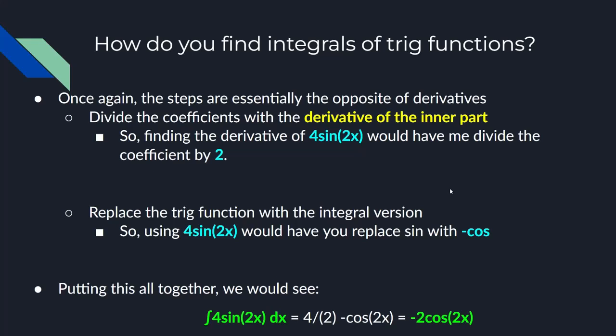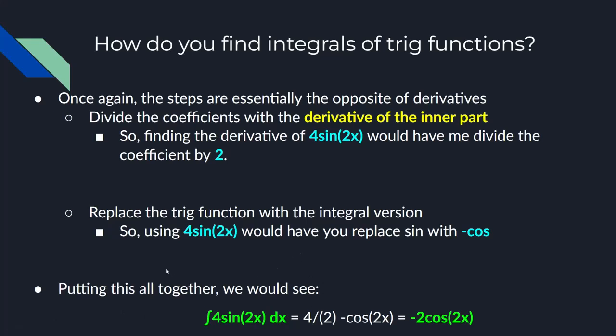Again, the steps are the exact opposite. This time, not in opposite order though, but we're going to divide the coefficient by whatever the number is in front of the x inside the sine term. And then again, we replace the trig function with whatever the integral form is. In this case, if we had this, we would take the 4 divided by 2, okay, makes sense. But this time the sine gets replaced with negative cosine. Again, the sine kind of makes things a little bit weird.